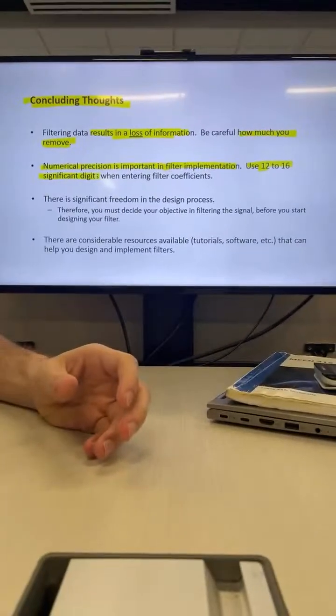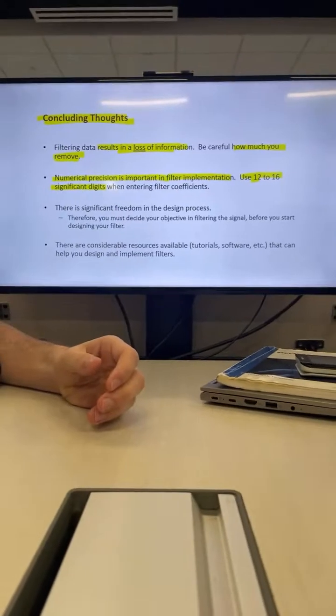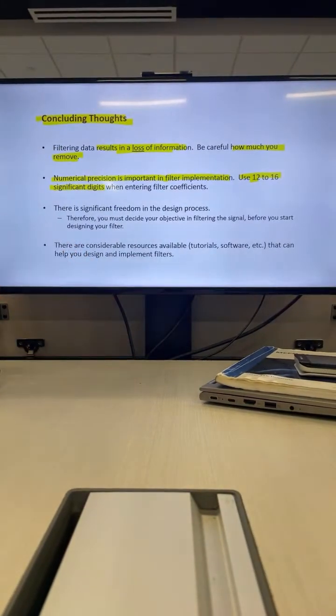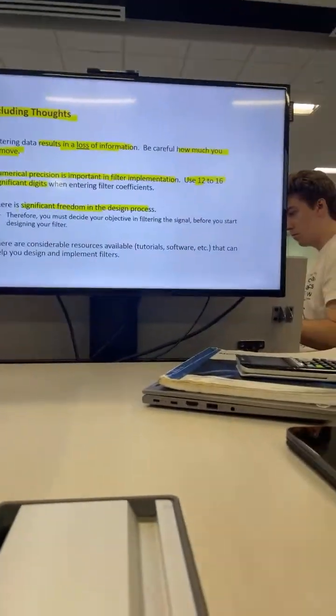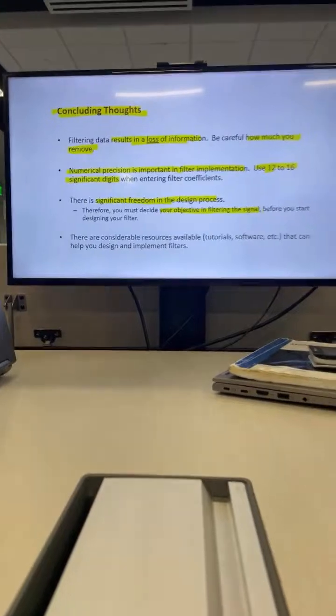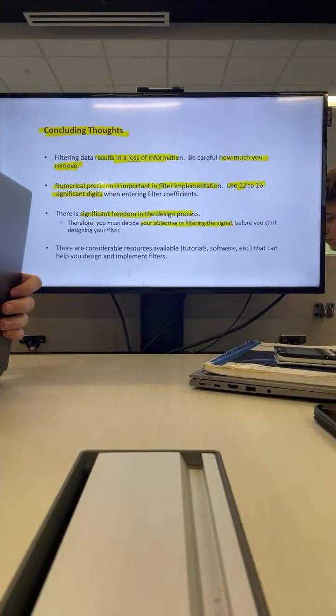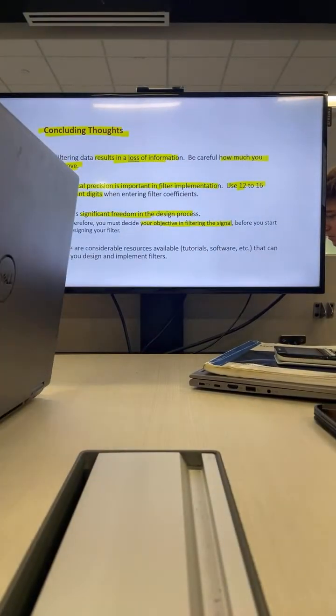Okay, so you have to have 10 output data. And also use 12 to 16 significant digits for the filter coefficients so that your output data will be accurate. Also, there is significant freedom in the design process, so you must decide your objective in filtering the signal before you start. That's what I was telling, depending on the application.